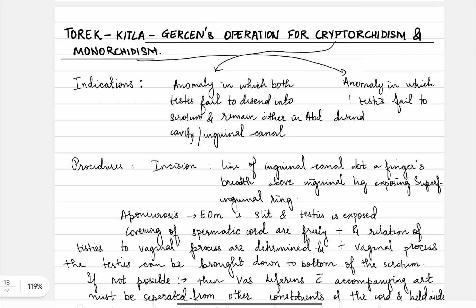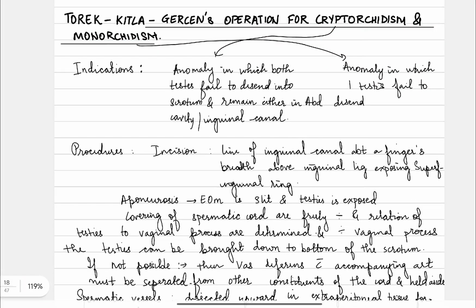Next are operations for cryptorchidism and monorchidism. Cryptorchidism is an anomaly in which both the testes fail to descend into the scrotum and remain either in the abdominal cavity or inguinal canal. Monorchidism is an anomaly in which one testis fails to descend.